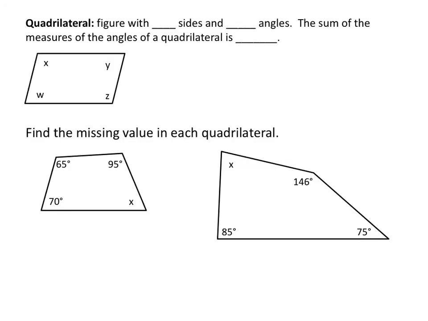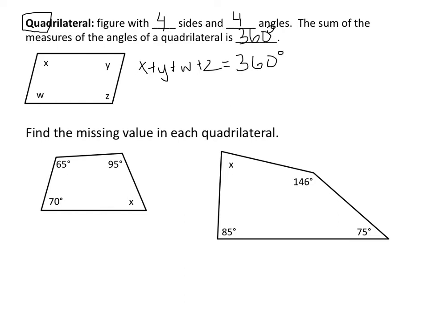So a quadrilateral, if you listen to the word quad, kind of gives it away. A quadrilateral is a figure with 4 sides and 4 angles, and the sum of the measures of the angles of a quadrilateral is always going to be 360 degrees. Which means here we have a quadrilateral because there's 1, 2, 3, 4 sides, 1, 2, 3, 4 angles. So that means that x plus y plus w plus z equals 360 degrees.